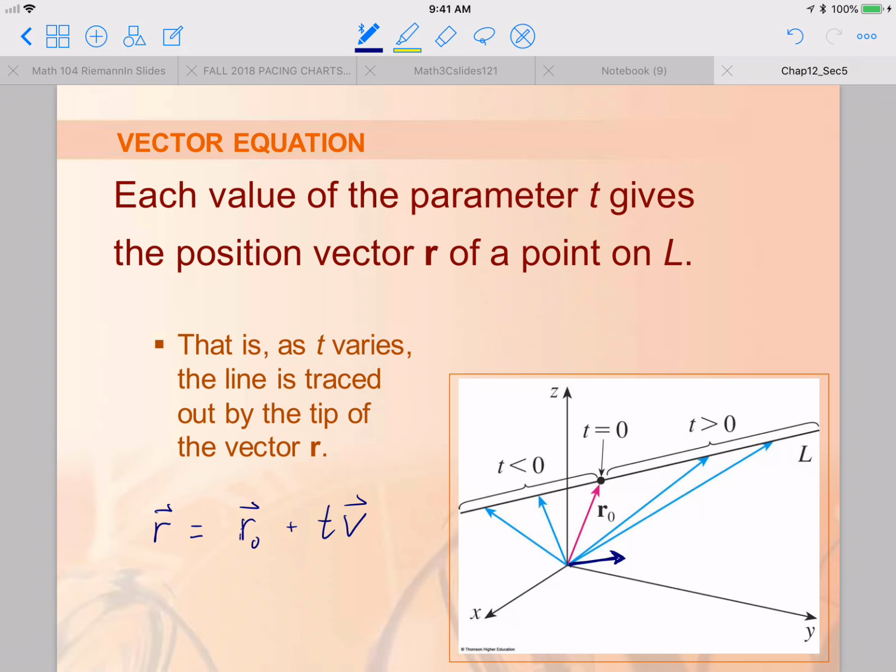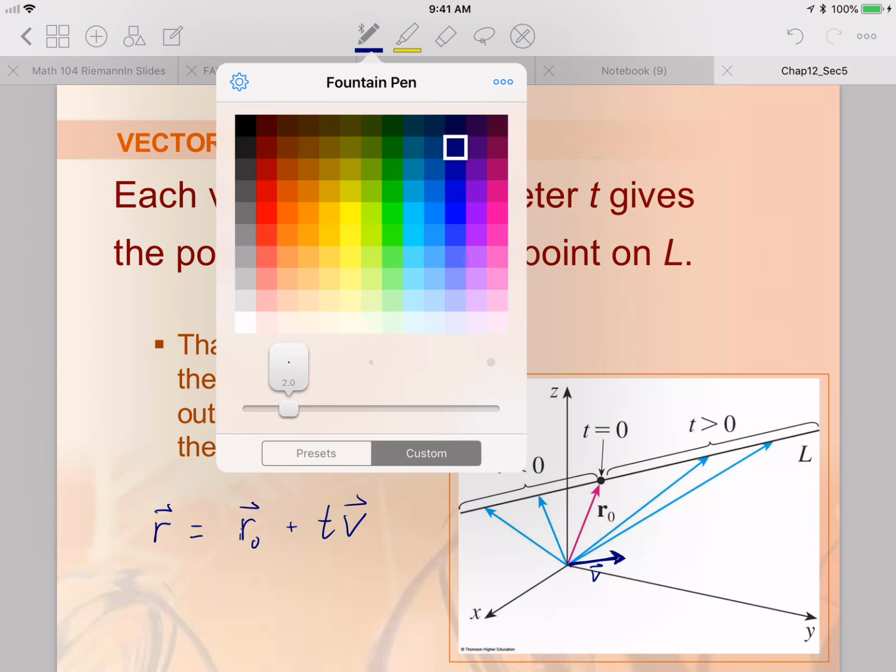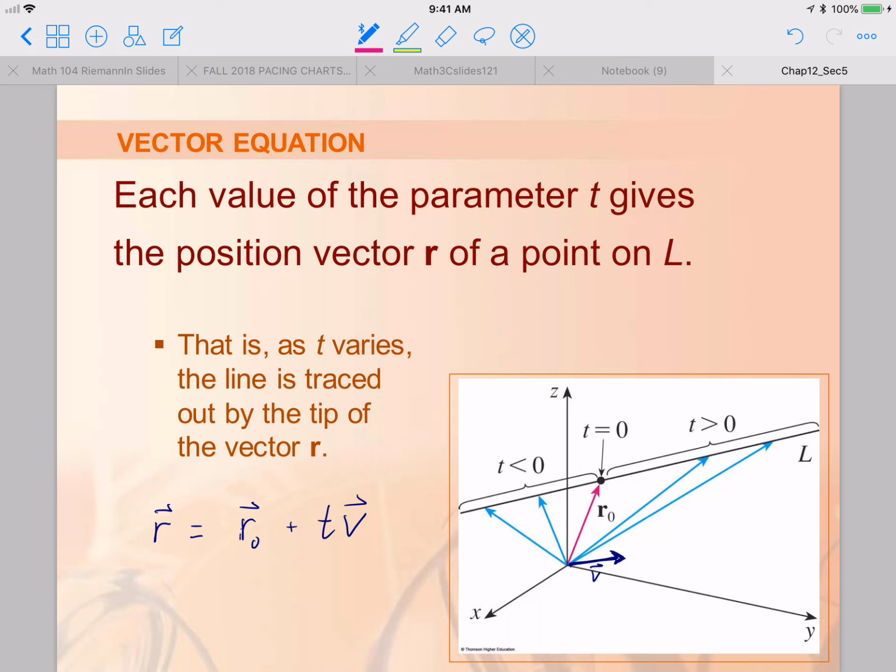So if this is V, and now if we take a different color, T times V is going to be a scaled version of it. So imagine if we wanted T equals 2. That means we need the vector to be twice as long but in the same direction. So this will now be 2V. And if I add R naught to 2V, then I would create that parallelogram, and what's in the middle would be my position vector R. Does that make sense?